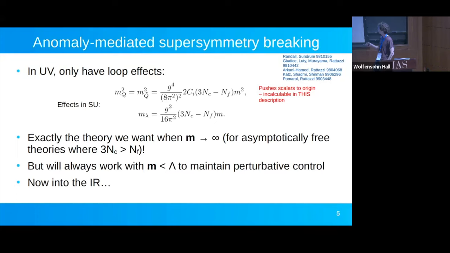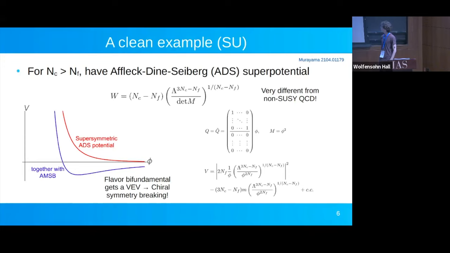Okay, now into the IR. This is the simplest example, where the number of colors is greater than the number of flavors, but you can do it in all sorts of different theories. Basically, the upshot is that in supersymmetry, you have this kind of runaway potential, but the character of the theory changes fundamentally when you add in this supersymmetry breaking, and you get a VEV for the meson. The meson is a flavor by flavor matrix, so that's chiral symmetry breaking. Okay, so this is a demonstration of chiral symmetry breaking in SU.